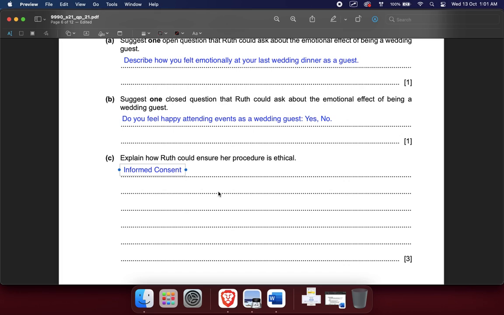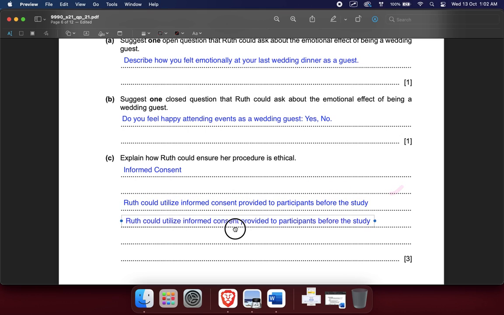So informed consent. How can we write a 3-mark answer using the key point of informed consent? Okay, so again, 3 marks means I should see 3 distinct points. So let's try and get point number 1. Let's say things like, Ruth could utilize informed consent before the study with participants. So that's one way to start the answer, 1 mark.